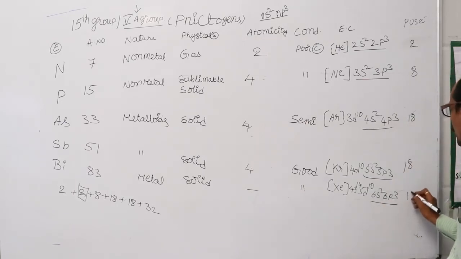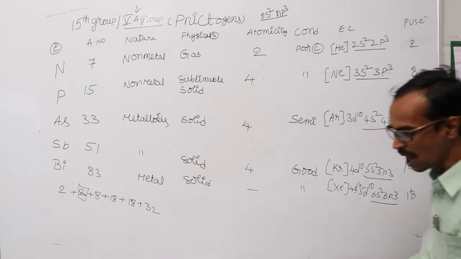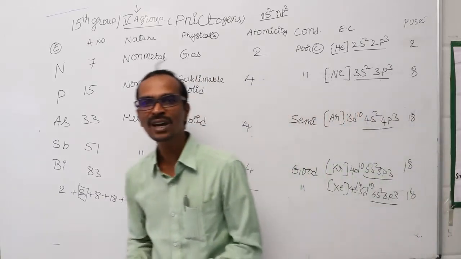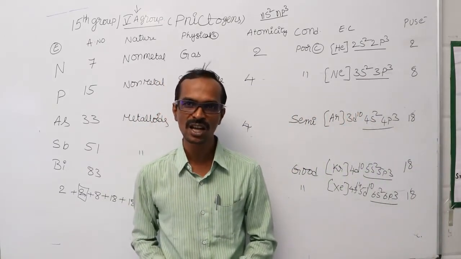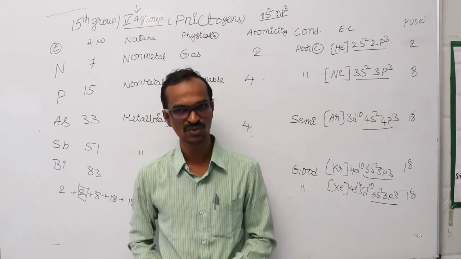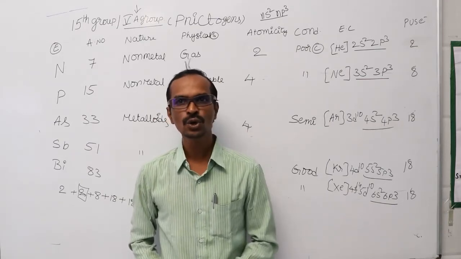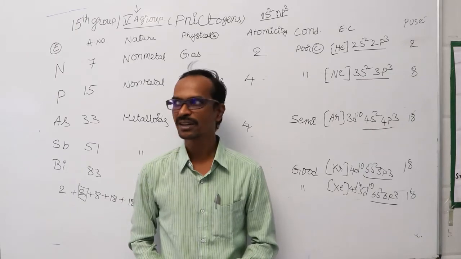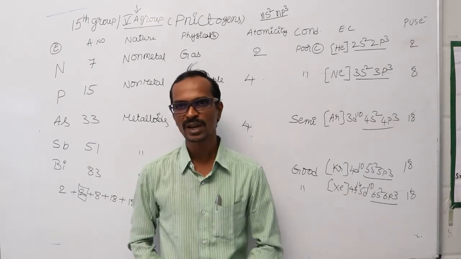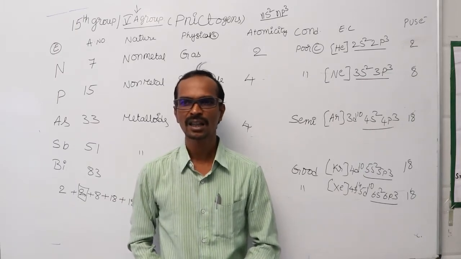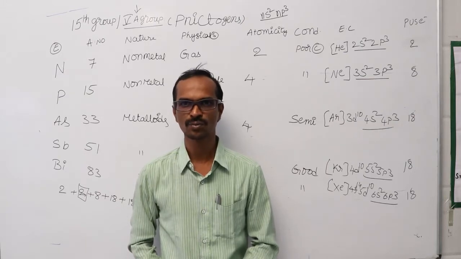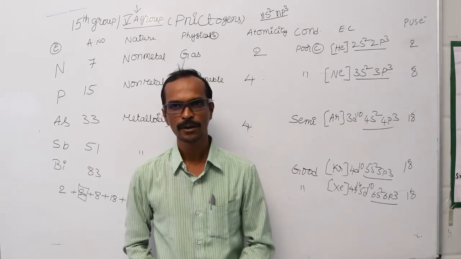Here also 18. So what happens? Due to the different number of penultimate shell electrons in nitrogen and phosphorus, they will show slightly different properties when compared with the other elements of this group. Are you clear, students?